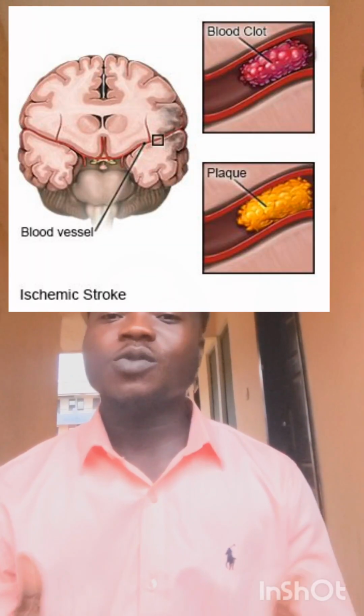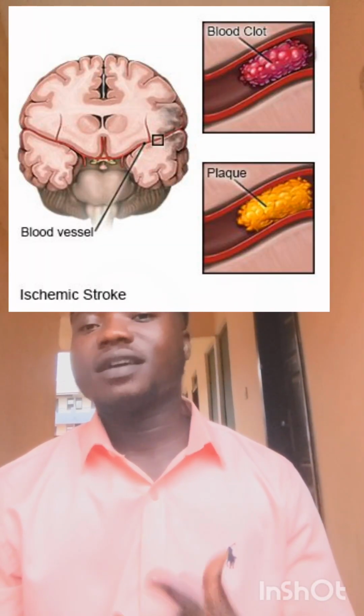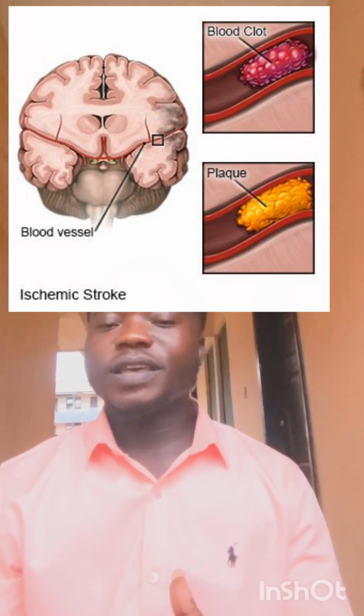The ischemic stroke causes 85% of deaths, and this is the most common type. It's caused by blockage in the blood vessels. And the hemorrhagic stroke causes 15% of deaths, and this happens when a blood vessel in the brain bursts, leading to bleeding.